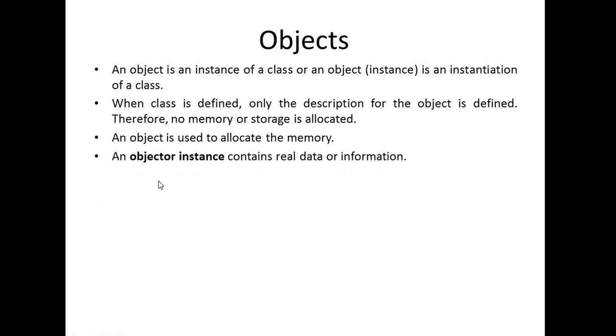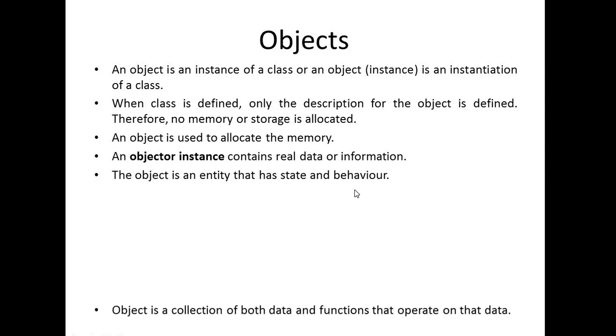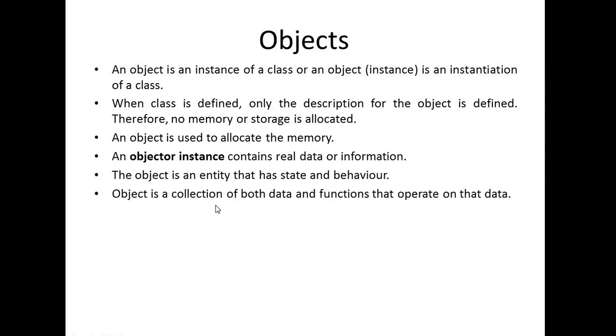An object instance contains real data or information. So whenever your object has been created, then the actual data will be provided. The object is an entity that has state and behavior. Then the object is a collection of both data and functions that operate on the data. So an object is the collection of data and functions.